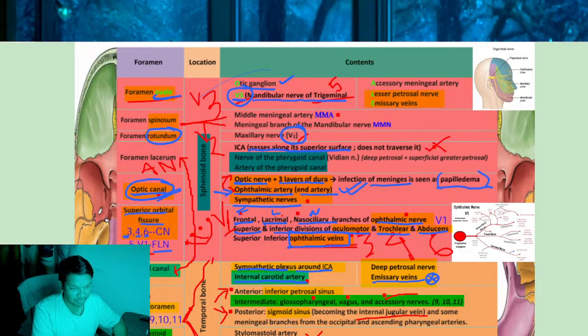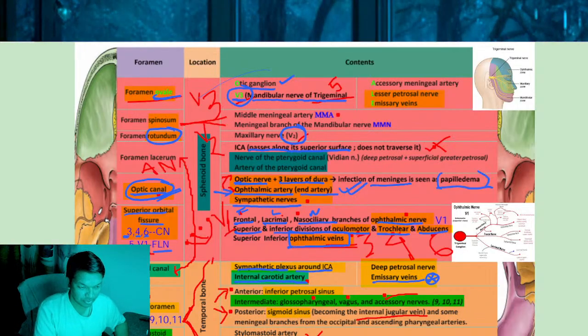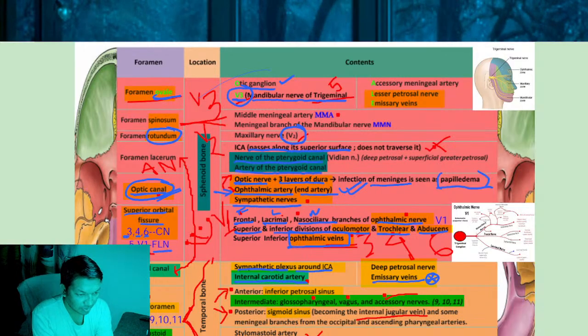Content of foramen spinosum: middle meningeal artery and meningeal branch of the mandibular nerve. Foramen rotundum: maxillary nerve, V2. Foramen lacerum: nerve of the pterygoid canal and artery of the pterygoid canal. Is the internal carotid artery a content of foramen lacerum? No, it passes along the superior surface.